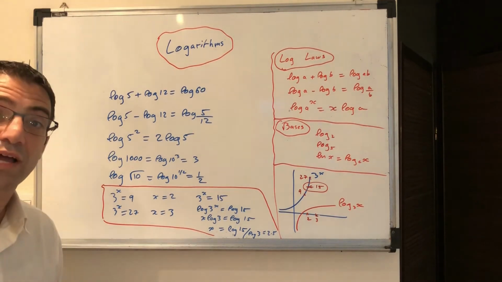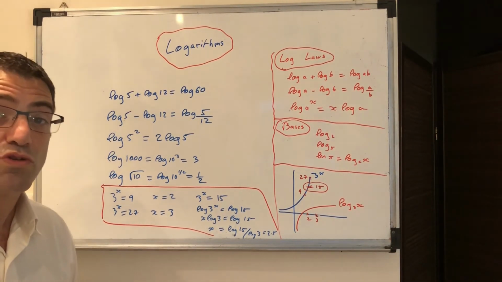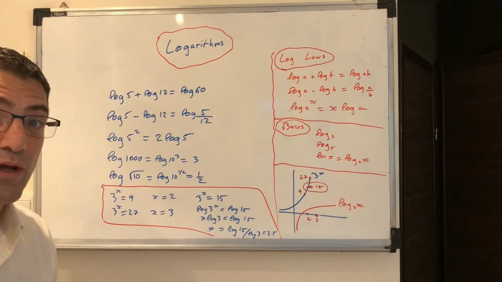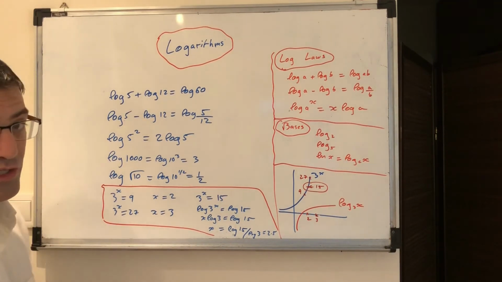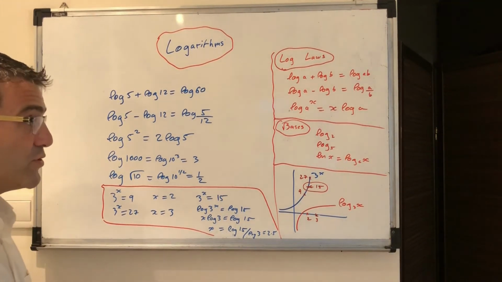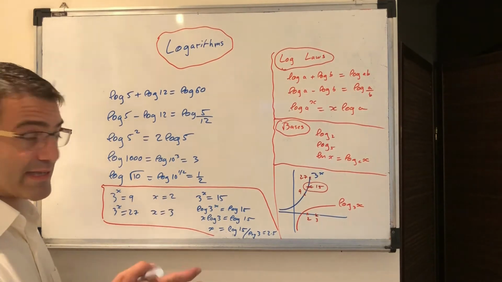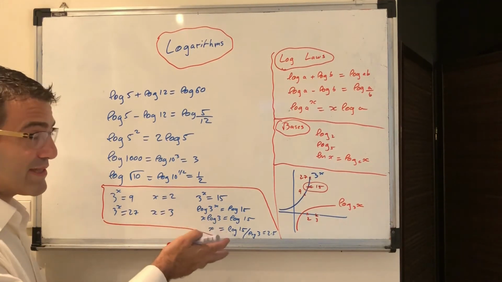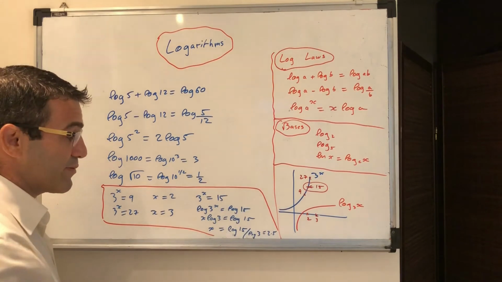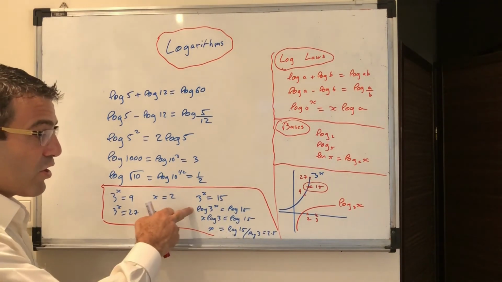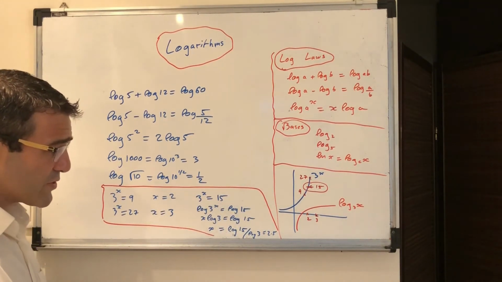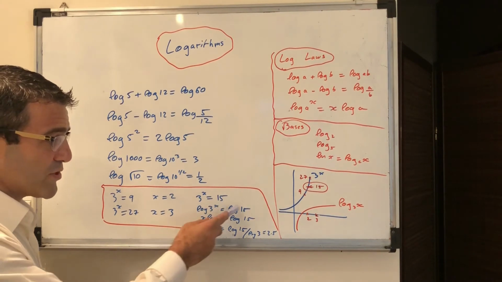Well, this is where logs are very useful. We use logs to solve power equations. This is a power equation. So what do I do? Well, I can use log in any base, it doesn't really matter. Here I'm using base 10, I could use ln, I could use log in base 3, it doesn't really matter. So I log both sides. So I can say log of 3 to the x equals log of 15.